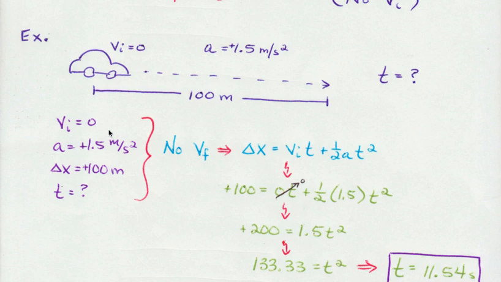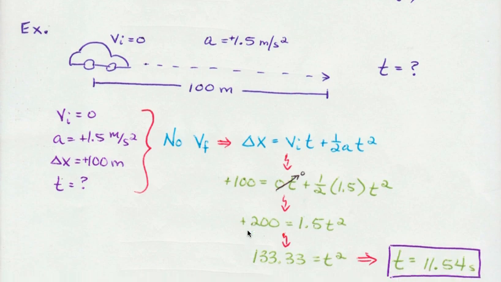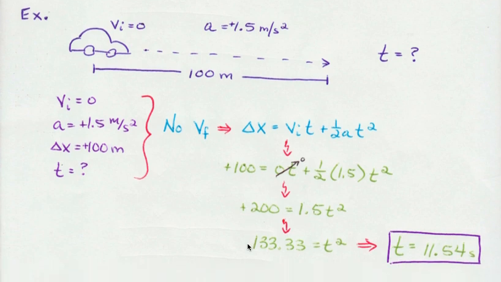I'll take that equation and plug in what I know. 100 equals 0 times time, so that just goes away because 0 times anything is 0, plus 1/2 the acceleration times time squared. If I multiply both sides by 2, the 1/2 goes away, this becomes 200. Divide both sides by 1.5, I get 133.33 equals t squared. Square root of both sides, and I find that it will take this car 11.54 seconds to accelerate at this rate from rest and go 100 meters. I now have a way to relate acceleration, velocity, displacement, and time. I can relate all of these variables in one.